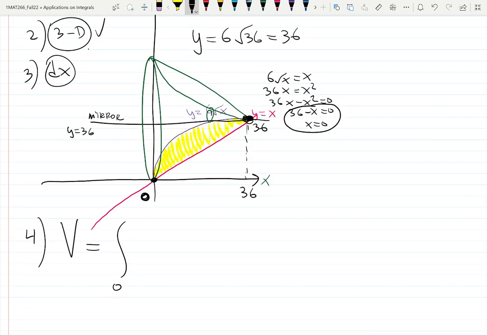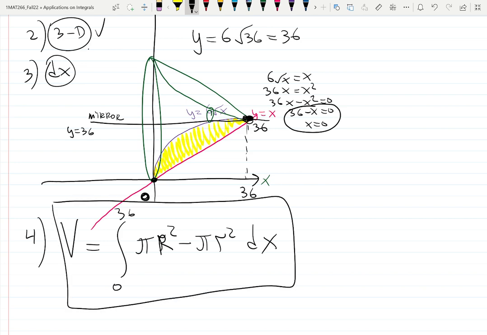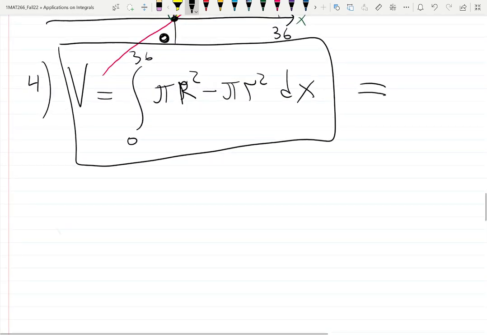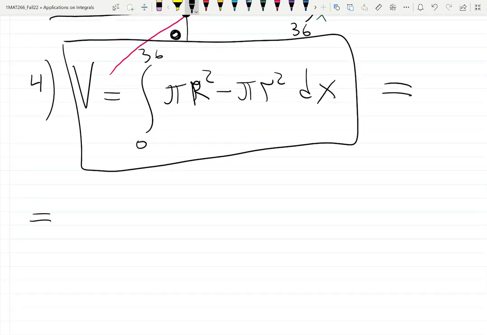So it's going to be the integral from 0 to 36 of pi R squared minus pi r squared dx. This is the formula we're using here. And now it's going to be the hardest part, which is to figure out which one is which, how to build one in terms of the other. I will build it right now for you and explain it in more detail on Wednesday, because I do think people will get confused. I kick out pi outside because it's pi R squared minus pi r squared. Integral from 0 to 36.